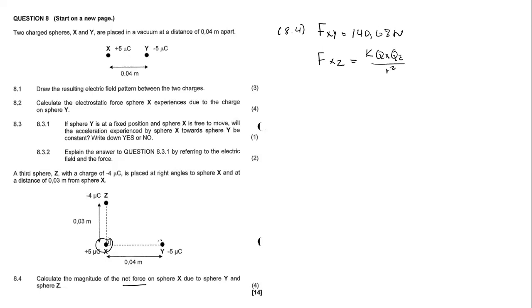It's fine. You can say Q1, Q2, it is still okay. Now, our electrostatic constant is given to be 9 times 10 to the power of +9. And then the magnitude of Qx is given to be 5 times 10 to the power of -6 coulombs, multiplied by Qz, which is 4. Remember, we do not substitute our negative number over there. So it's going to be 4 times 10 to the power of -6 coulombs, divided by the distance between them.